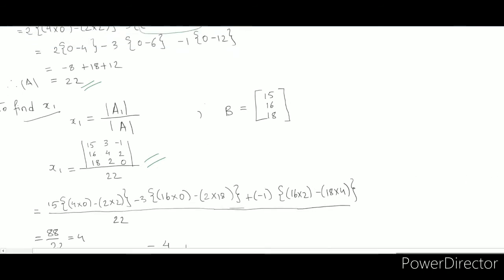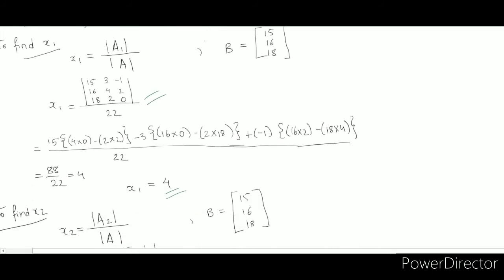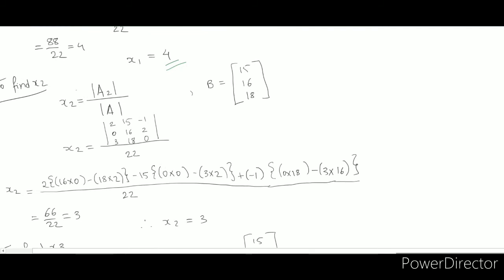Next you find x2, and x2 is found by substituting the coefficients of x2 with the constants from B. So you substitute these values over here. Coefficients of x1 and x3 will remain the same. And what we get is this. So x2 is equal to 3.